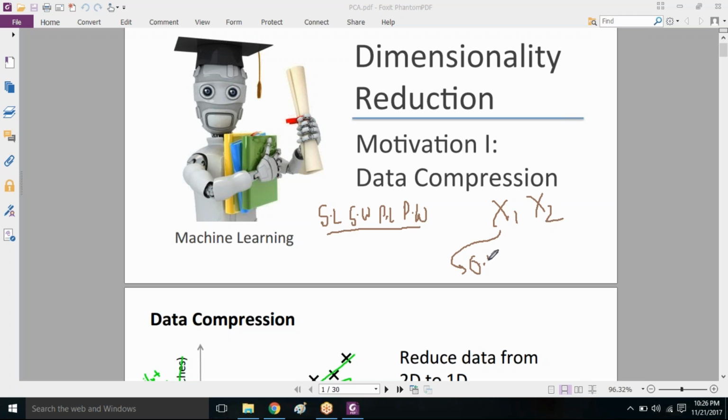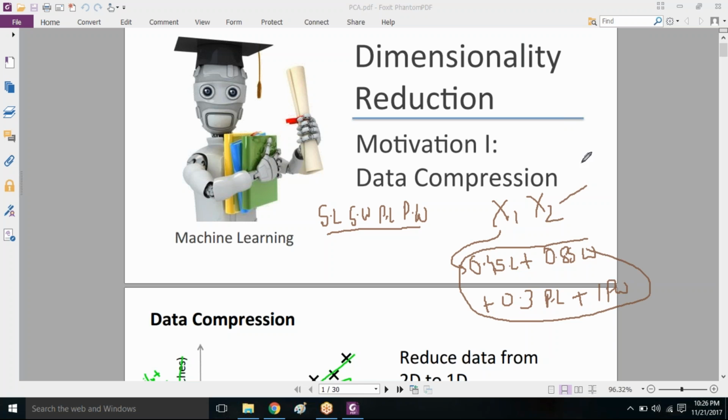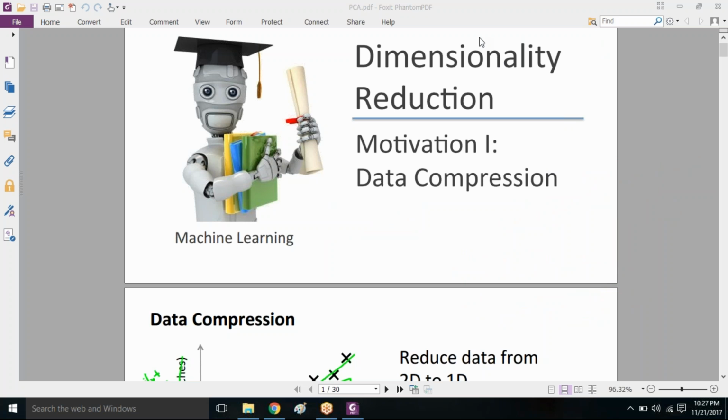Let's say x1 is 0.4 sepal length plus 0.8 sepal width plus 0.3 petal length, and plus 1 petal width. Some linear combination of the features. And x2 let it be, say, 0.6 sepal length, 0.2 sepal width, and 0.7 petal length, and no petal width, just like that. So somehow you are representing your 4 features into 2 features only, right? Isn't it? So that is what I am saying.